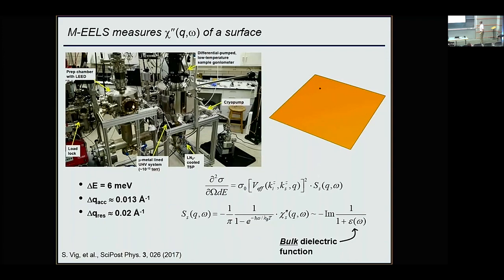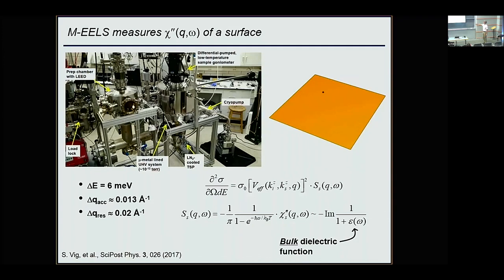Basically, you could think of it as like skipping a pebble off of a pond. You have to prepare a surface, you take an electron, you shoot it at the surface, it scatters and it creates a collective mode. You measure the energy and momentum transferred to that electron, and you can see if there are excitations present. The resolution is 6 meV, so we can study the infrared excitations, and the momentum resolution is similar to photoemission.